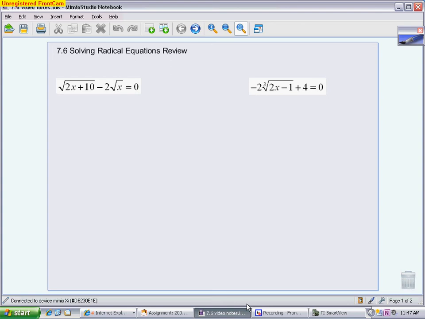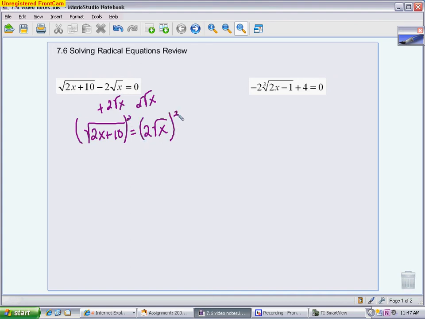So first one, when you have multiple radicals, you want to make sure that they are on separate sides. So the first thing I want to do with this is add the 2 radical x to the other side. So we have the square root of 2x plus 10 that's going to stay on the left, and the 2 square root of x that's on the right. Now to get rid of a square root, we're going to square both sides. So we'll square this side and we'll square this side.